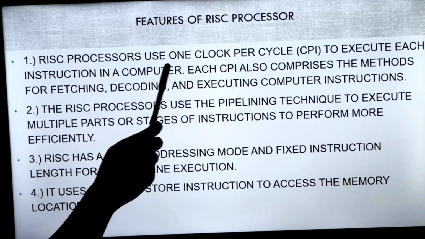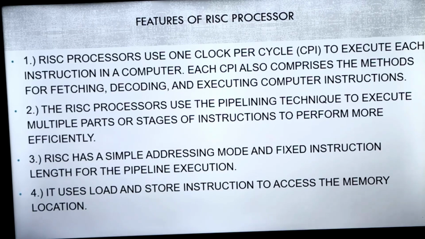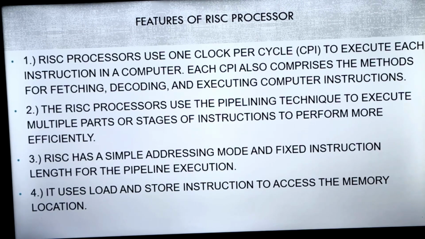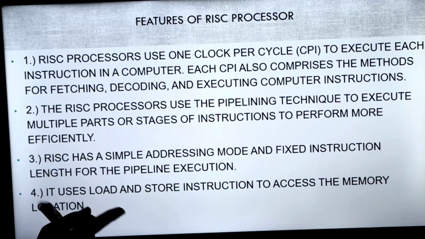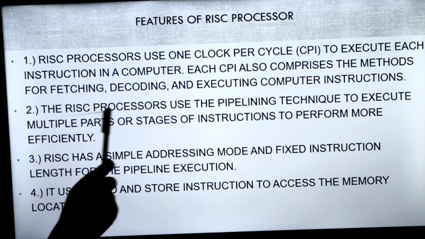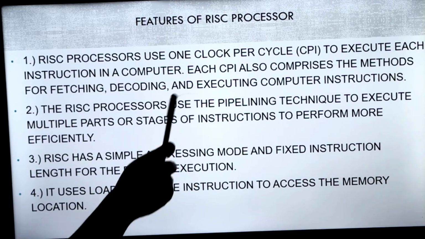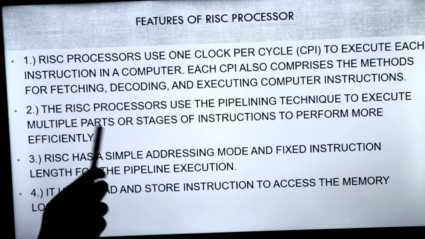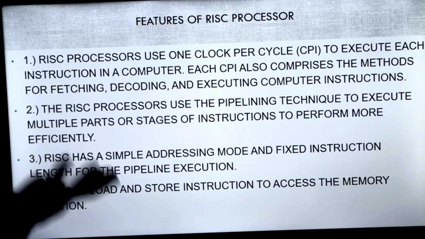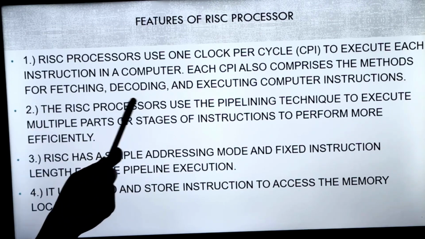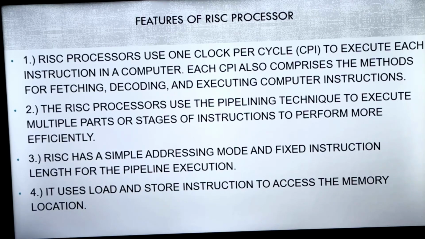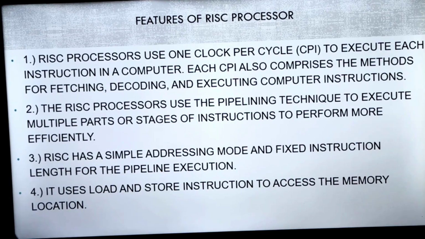RISC processors use one clock cycle. As I told you, one clock cycle is enough to execute one instruction, because it is very simple. The RISC processor uses the pipelining technique. Pipelining was not possible for CISC, or it's difficult in CISC, but in RISC it's very easy to use the pipelining technique. What is pipelining? We'll discuss it in the upcoming videos, so forget about it.